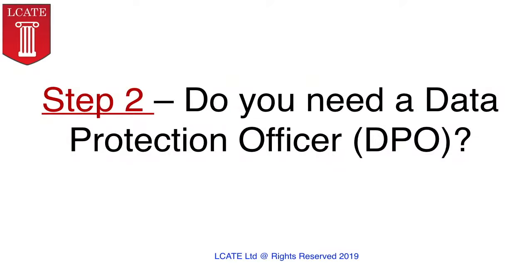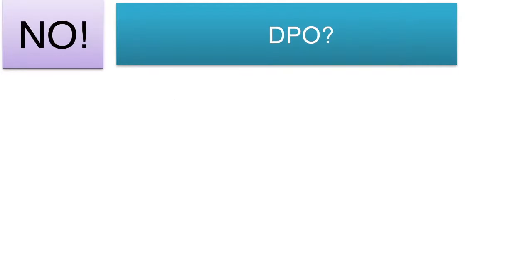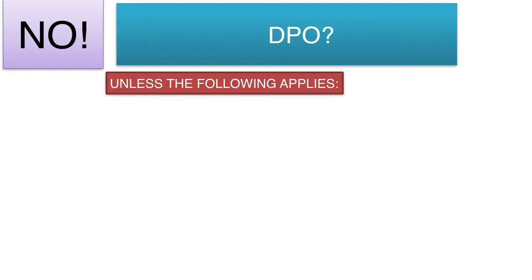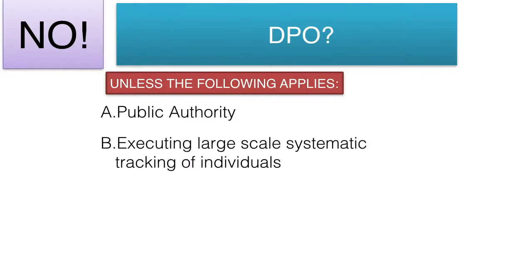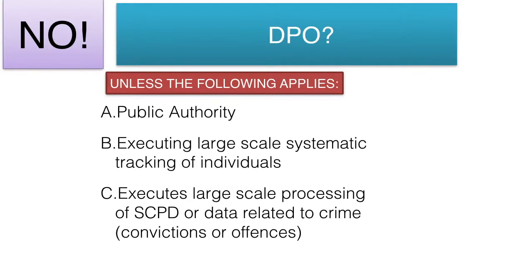Do you need a data protection officer? Well, the simple answer to that is no. Unless you're a public authority, there is an exception, however, courts acting in their judiciary capacity. You will also need one if you're executing large-scale systematic tracking of individuals. This is where you're monitoring individuals online. You will require a data protection officer if you're executing a large-scale processing of special categories of personal data or data related to crime. So basically, if you're a hospital or a university, you'll definitely need a data protection officer.